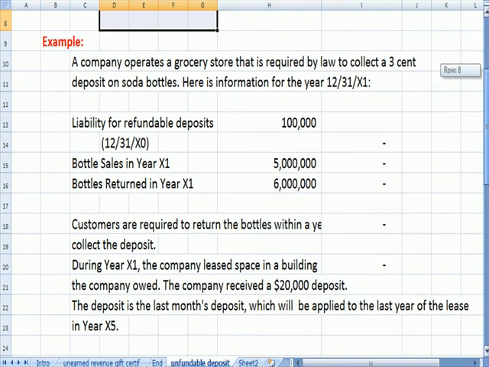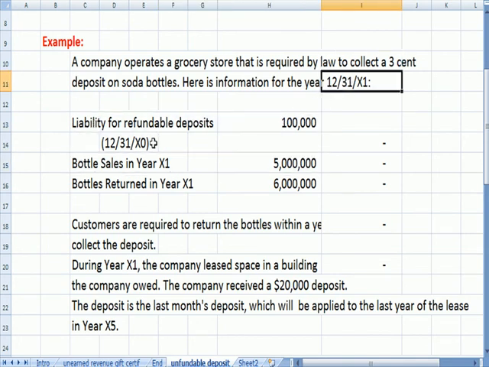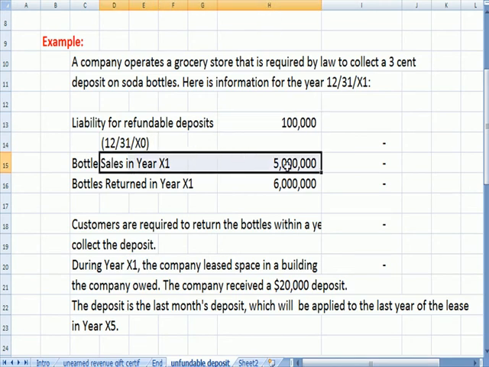Okay, example. A company operates a grocery store, and it's required by law to collect a 3-cent deposit on the soda bottles. And here's the information. We have a beginning balance for year X1, 12/31/X0, of $100,000. We sell 5 million bottles during the year, and 6 million bottles get returned.